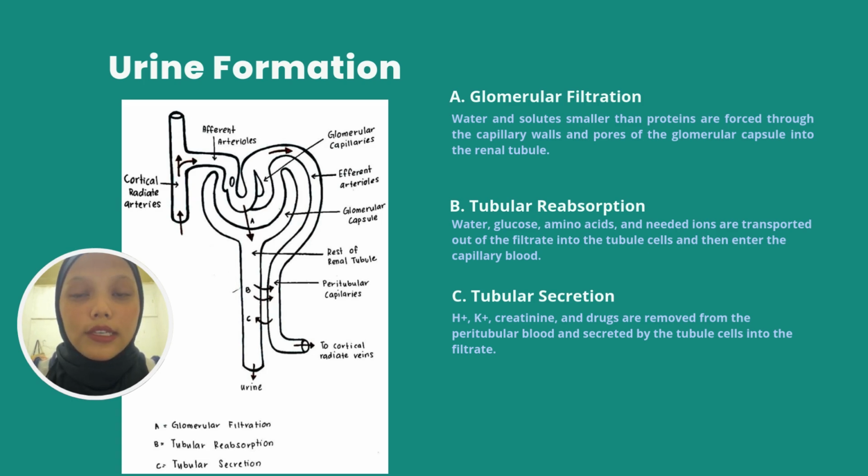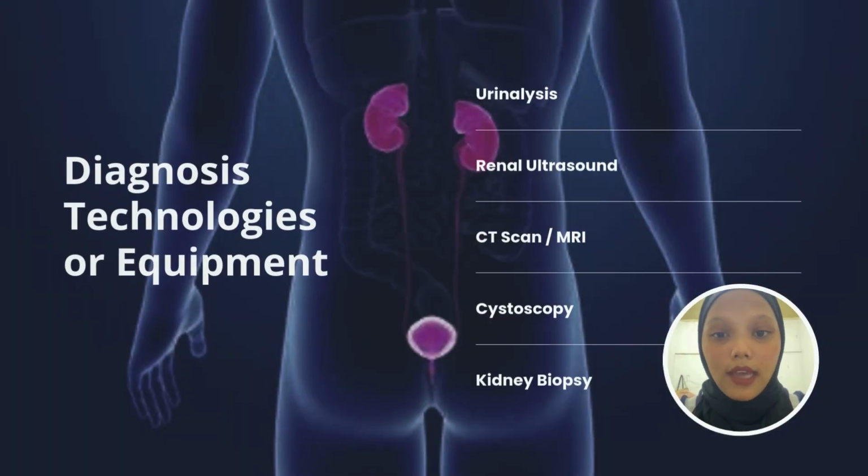Lastly, tubular secretion. H+, K+, creatinine, and drugs are removed from the peritubular blood and secreted by the tubule cells into the filtrate. Here are the related diagnosis technologies or equipment. We have urinalysis, renal ultrasound, CT scan or MRI, cystoscopy, and kidney biopsy.